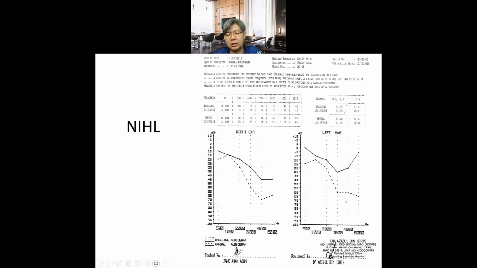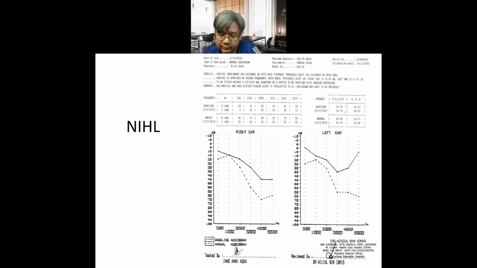Like for this one, I'm quite sure it is a noise-induced hearing loss. It is unlikely to be aging because the loss is very severe. In order to get this kind of severe hearing loss, up to 70 decibels, this person must have been exposed to loud noise for a long period of time. Maybe he's ex-military.